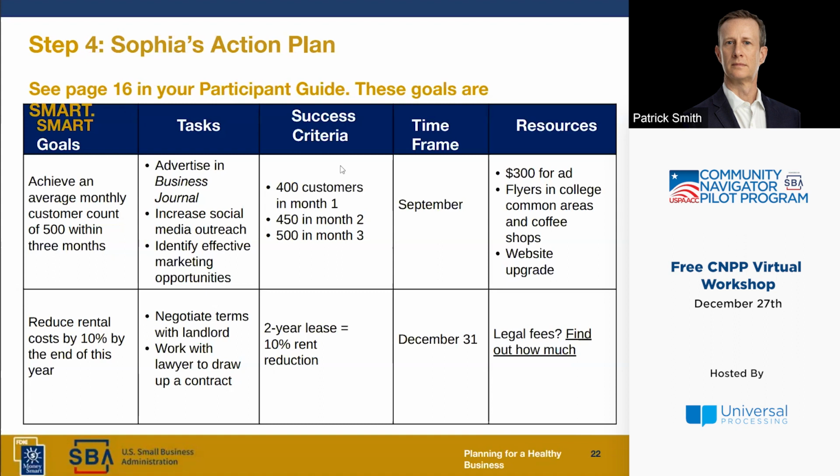Time frame. She's given herself until September. Resources. So she's budgeted $300 for an ad, flyers in college common areas and coffee shops, and website upgrades. She also wants to reduce her rental cost by 10% by the end of this year. By doing that, she hopes to negotiate terms with a landlord. She wants to work with a lawyer to draw up a contract. So she's hoping a 2-year lease equals a 10% rent reduction. She's given herself until December 31st. Resources, legal fees. She needs to find out how much.